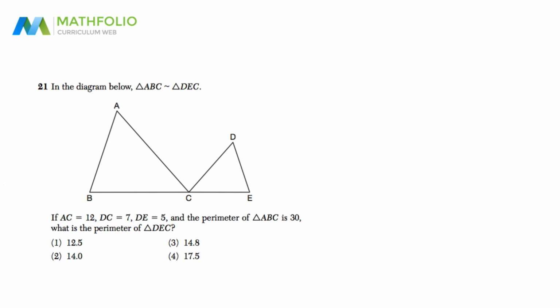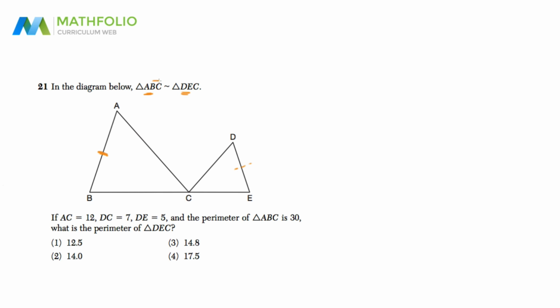Okay, question 21. In the diagram below, triangle ABC is similar to triangle DEC. So A to B to C. Notice how A and B come first, and also D and E. These are not congruent. I was about to label this as congruent, but it's not congruent. It's just that this matches with this one. So they are not congruent, but they match.